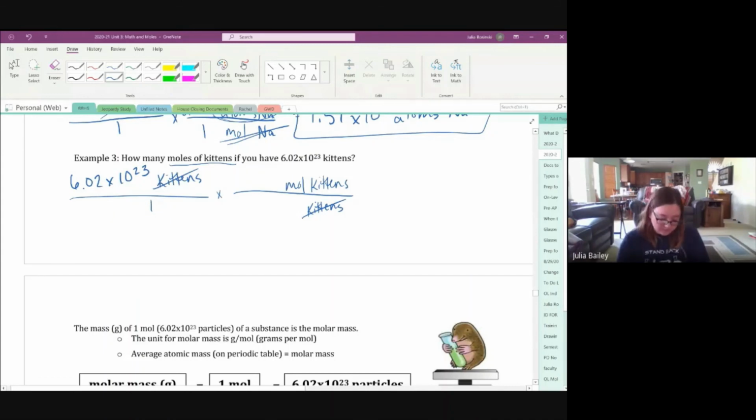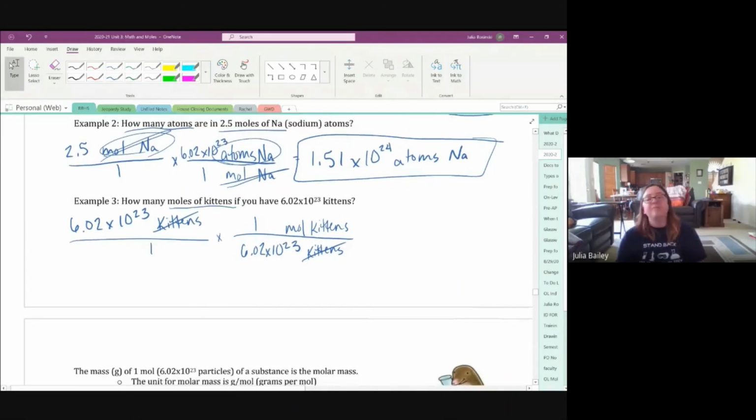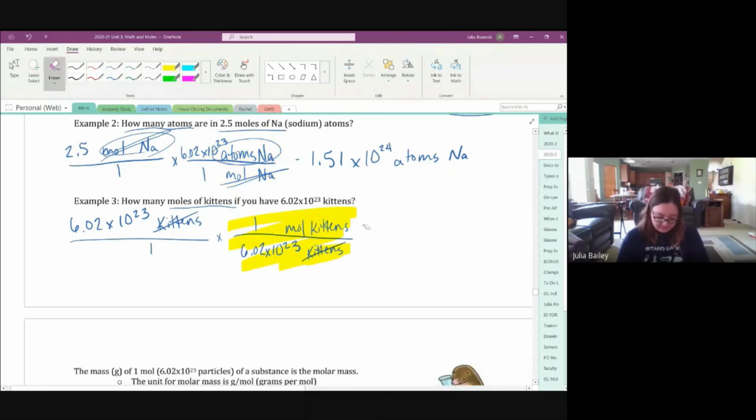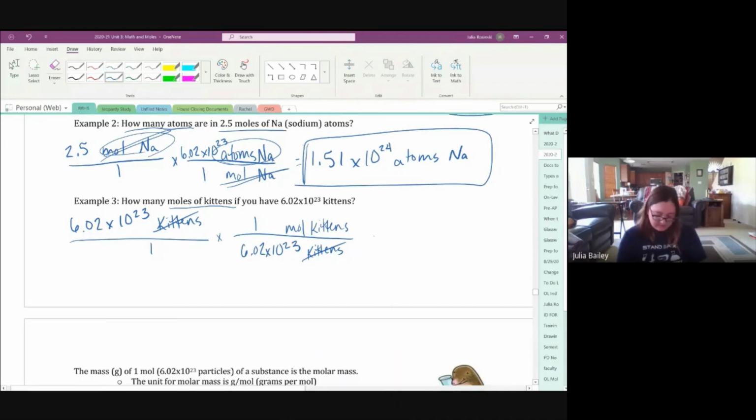I know that 1 mole has 6.02 times 10 to the 23rd things in it. You'll notice that this time our conversion fraction is written upside down compared to the previous time. That's fine. It's okay. Conversions are allowed to do that. And 6.02 times 10 to the 23rd times 1 divided by 6.02 times 10 to the 23rd is just going to come out to 1 mole of kittens.